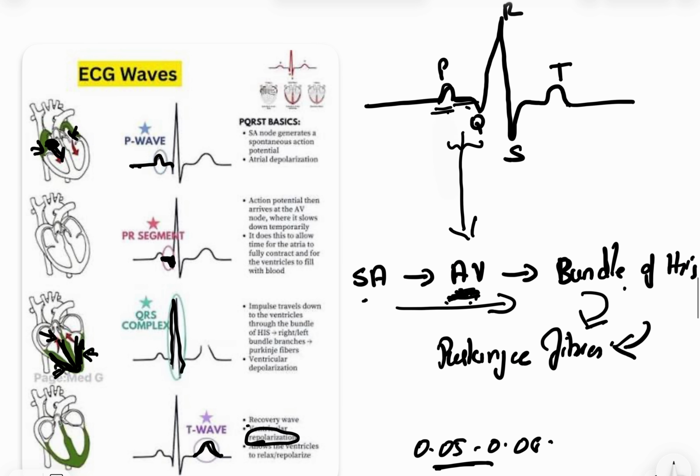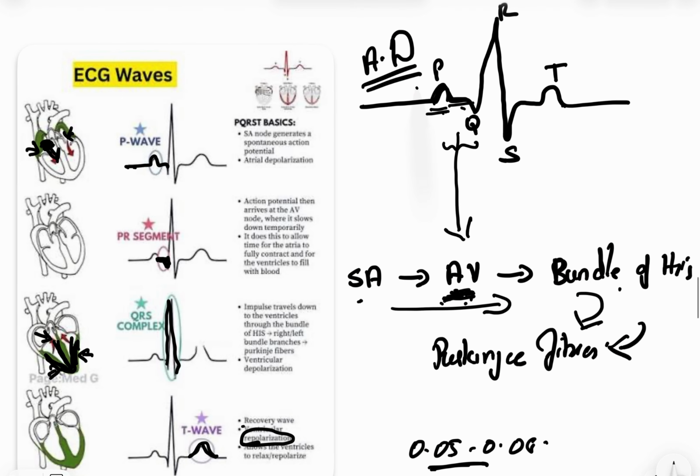Okay, so these are the P, Q, R, S, T waves in the ECG. The first one is the P wave, which shows atrial depolarization. Atrial depolarization happens because the SA node started producing the impulse. And then the PR segment means that the impulse travels to the AV node, and the AV node is giving some delay, or nodal delay. AV nodal delay is the PR segment.